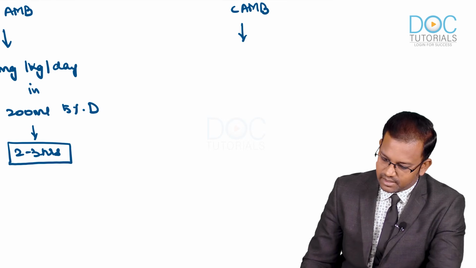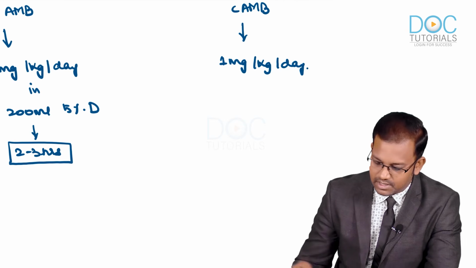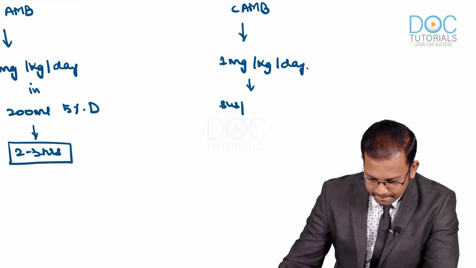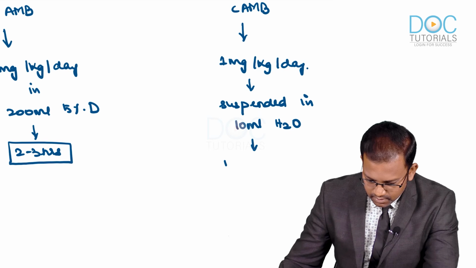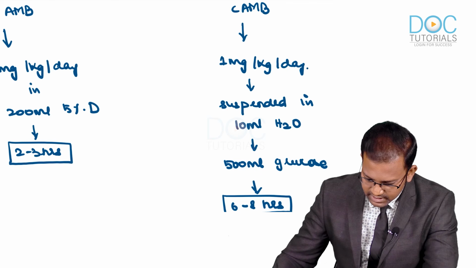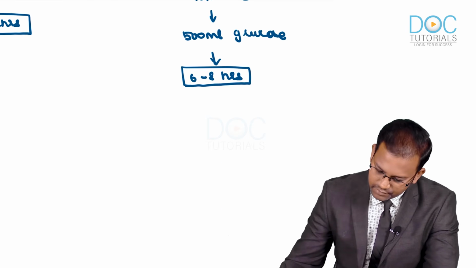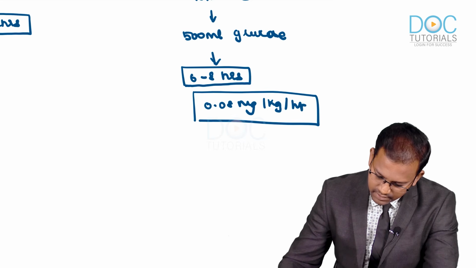On the other hand, for conventional amphotericin B, 1 milligram per kilogram per day has to be administered. First, it is suspended in 10 ml of water. Then it is mixed with 500 ml of glucose solution. And it is given over a period of 6 to 8 hours, not over 2 to 3 hours. The infusion rate of conventional amphotericin B is 0.08 milligrams per kilogram per hour.